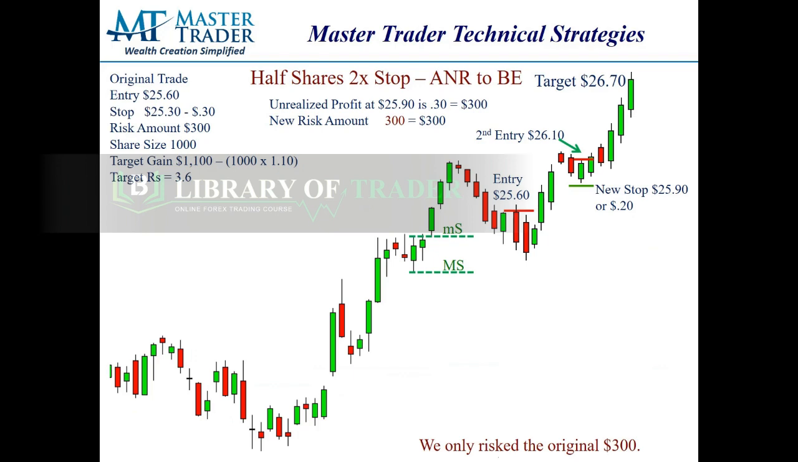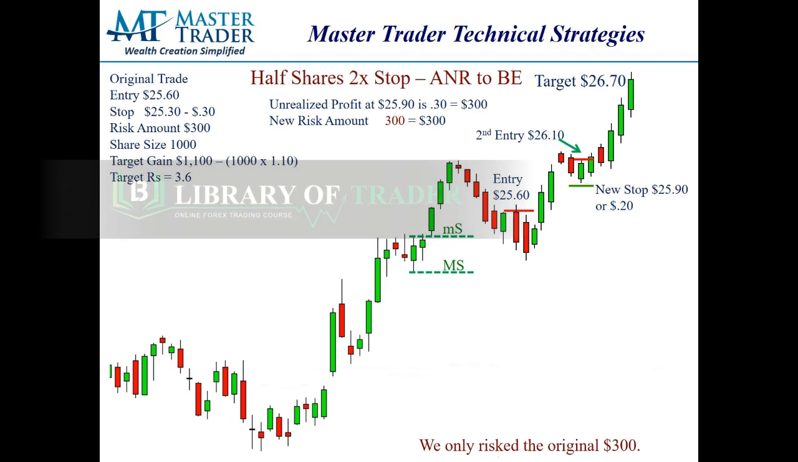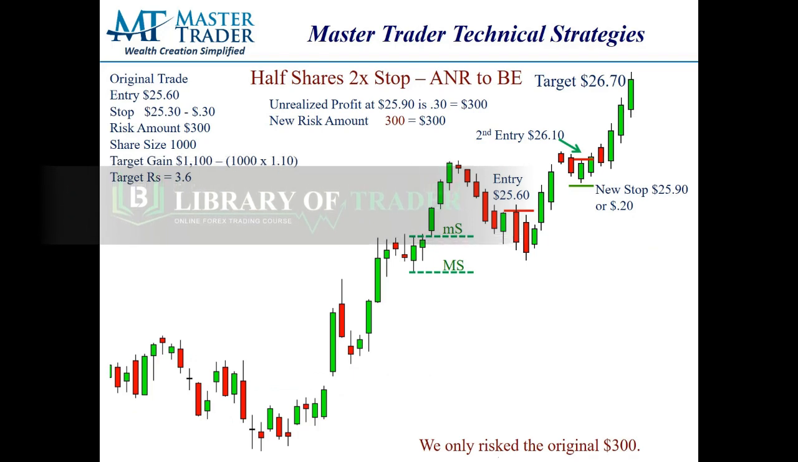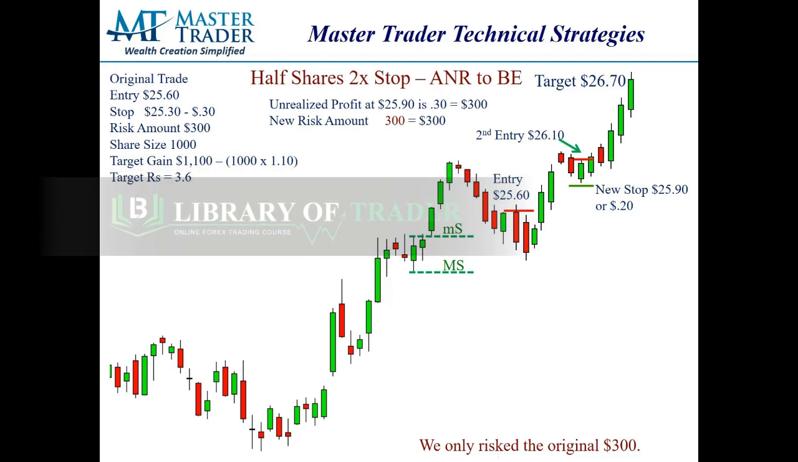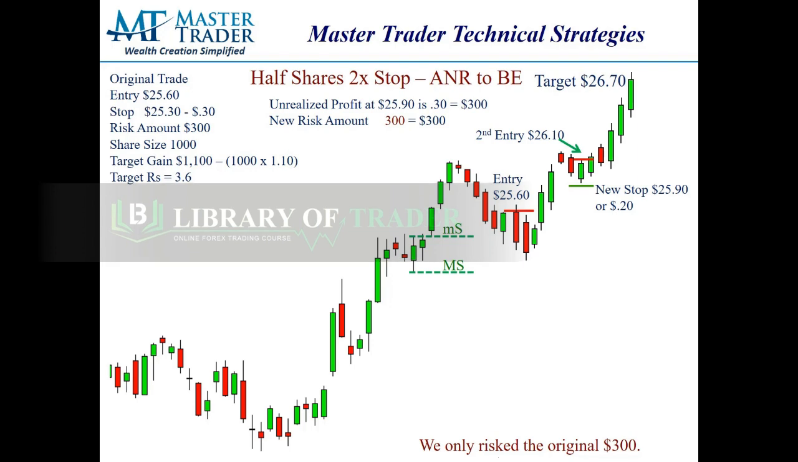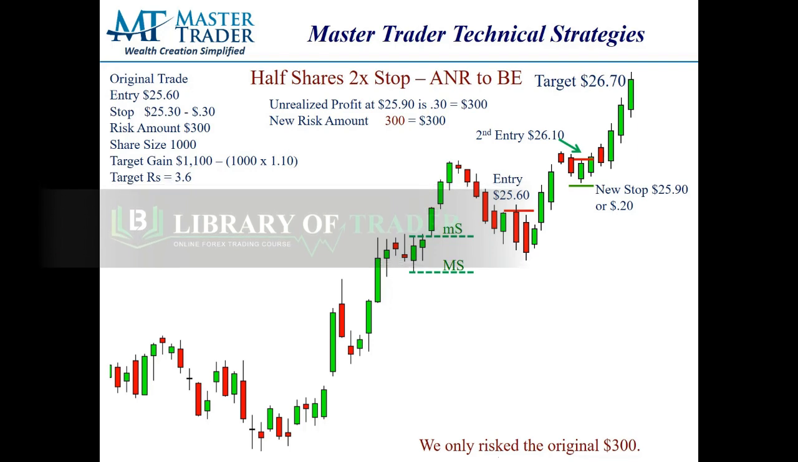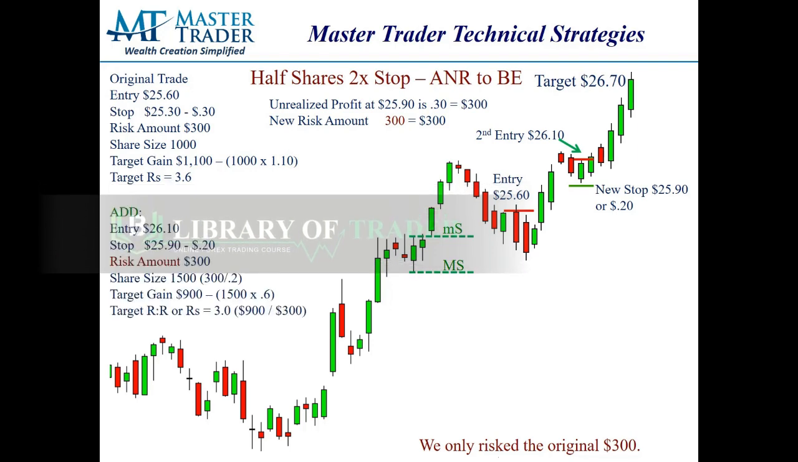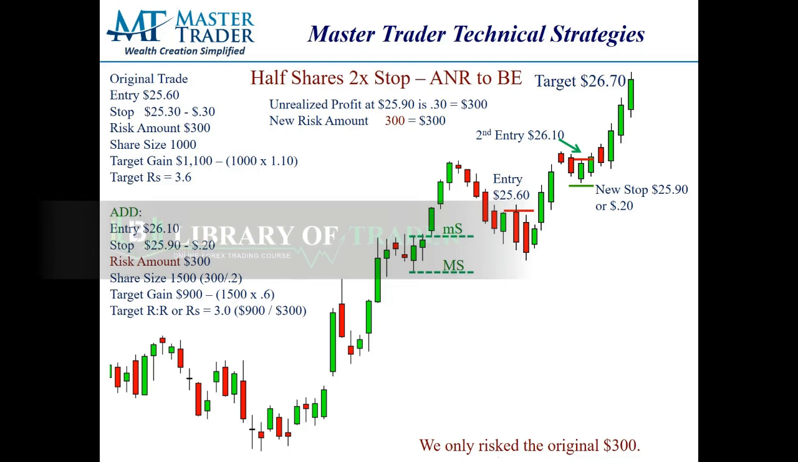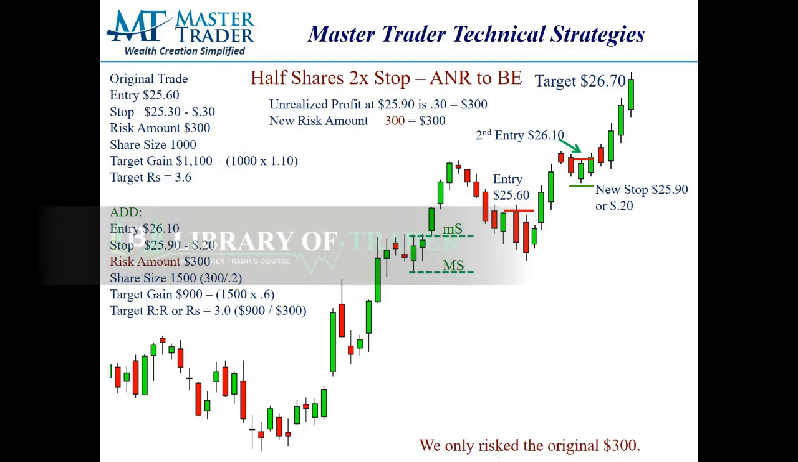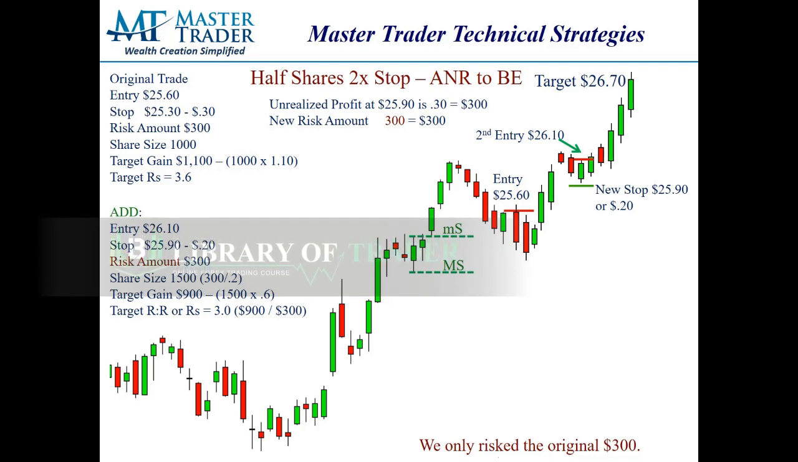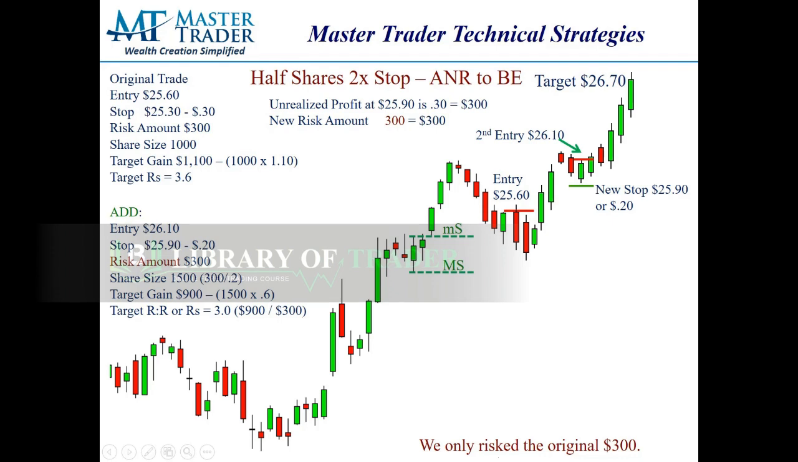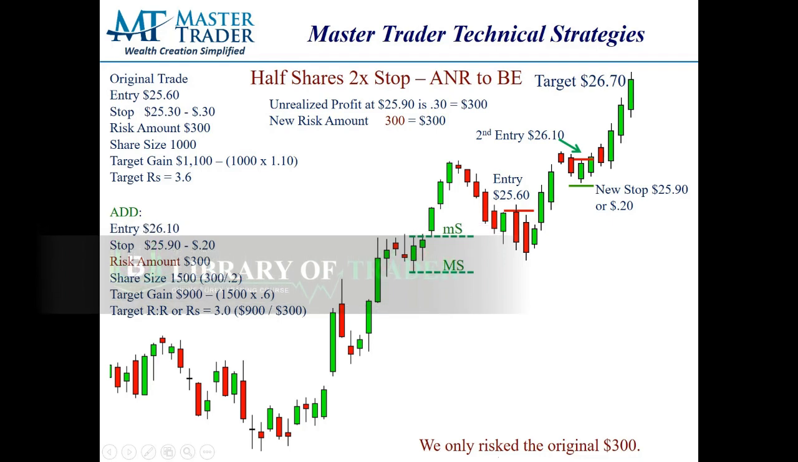Let's go on. So half the shares, twice the stop, add and reduce to break even. And here's our original trade that we've had. Now 1,000 shares, right? Half the shares, twice the stop. And at our new entry point, we have $300 risk. So we're going to take that $300 and we are going to buy additional shares based on the new setup.